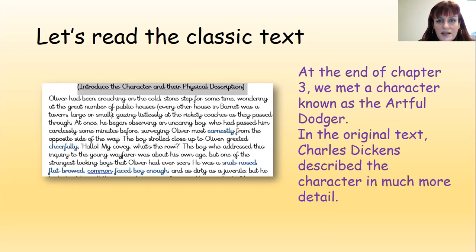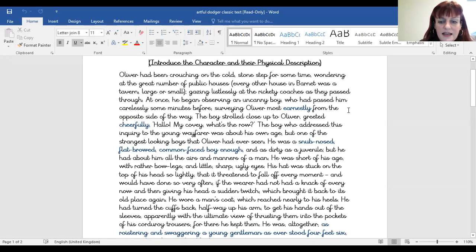Okay, right. So that is the Artful Dodger. Now, I am going to share with you the text here of the Artful Dodger, which was written by Charles Dickens. This is the whole text. This is the unabridged. They haven't taken anything out, okay?